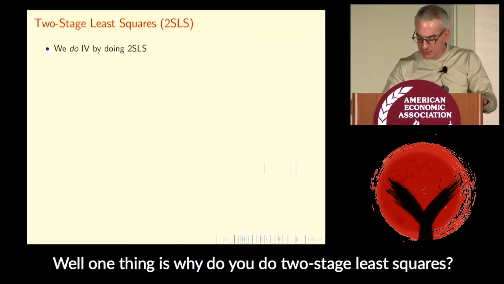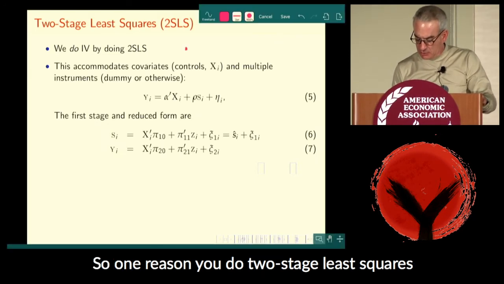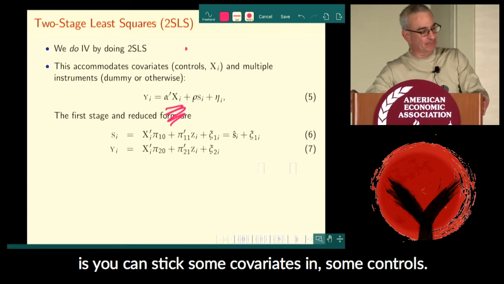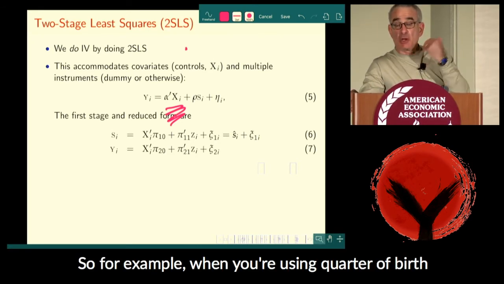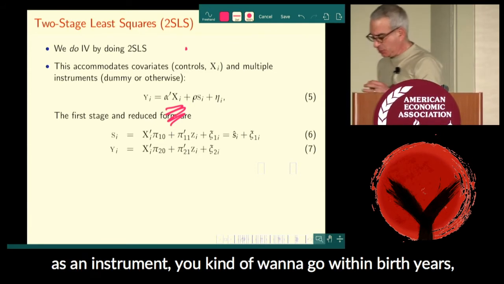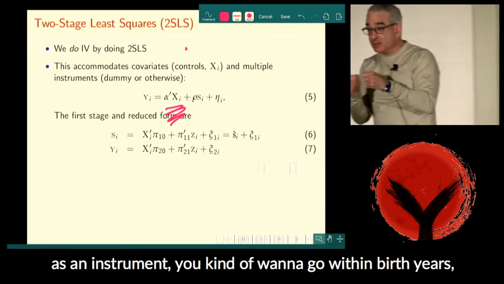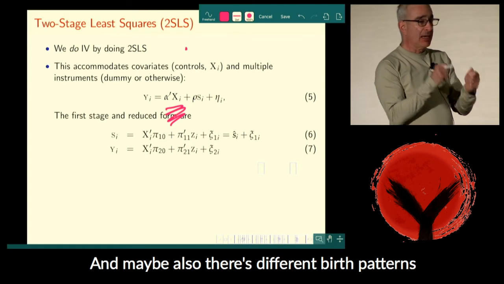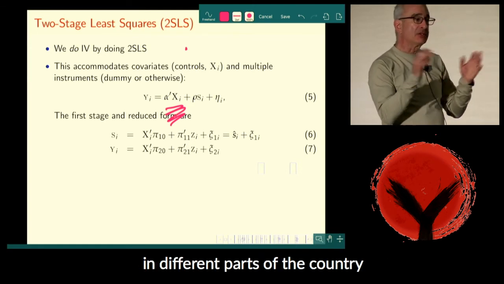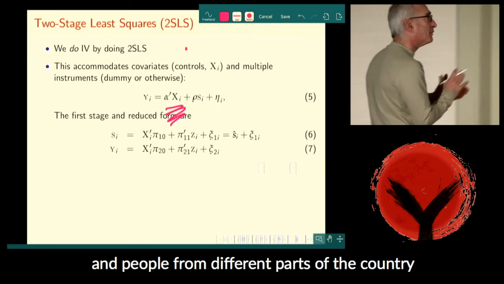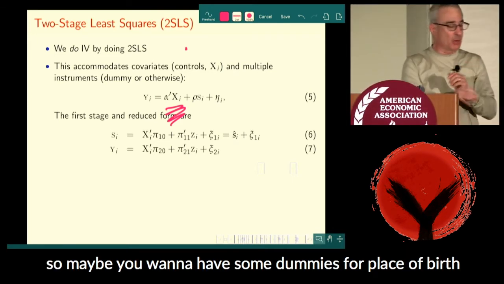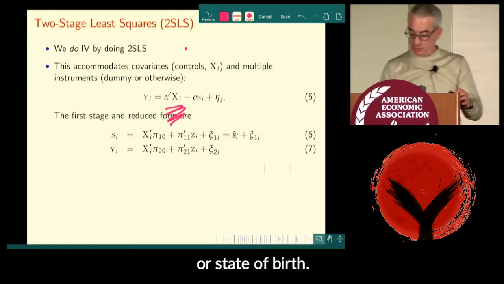Well, one thing is, why do you do two-stage least squares? One reason is you can stick some covariates in, some controls. So, for example, when you're using quarter of birth as an instrument, you kind of want to go within birth years, so you want to control for year of birth. And maybe also there are different birth patterns in different parts of the country, and people from different parts of the country have different wages, so you want to control for that. So maybe you want to have some dummies for place of birth or state of birth.